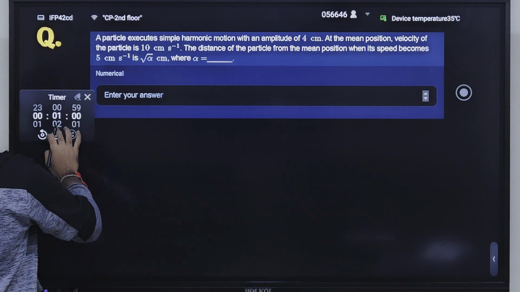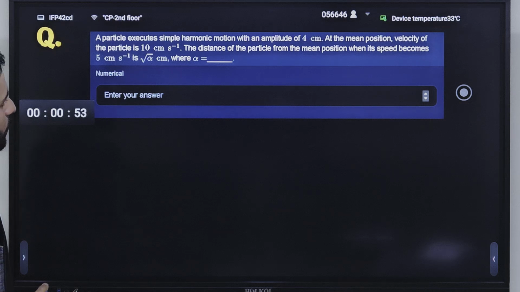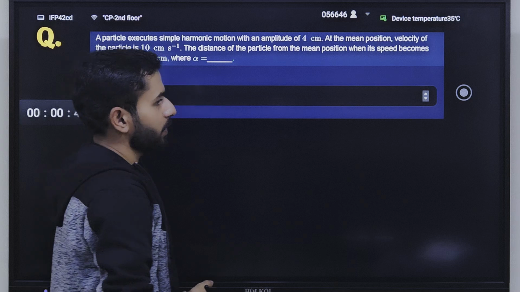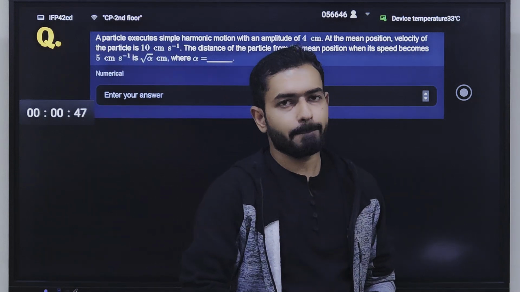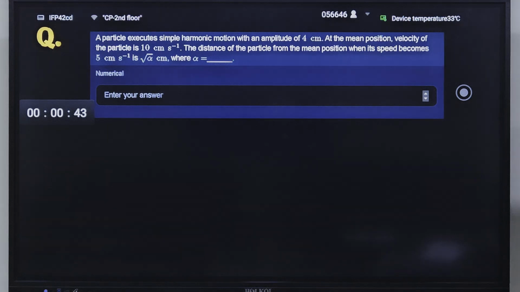Now solve this question. A particle executes simple harmonic motion with amplitude 4 cm. At mean position velocity is given. The distance of the particle from the mean position when its speed becomes 5 cm per second. What will be the velocity? Check. Use the formula of velocity. We will have your answer.